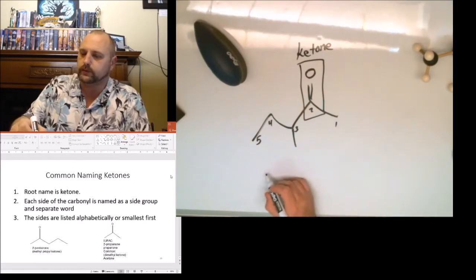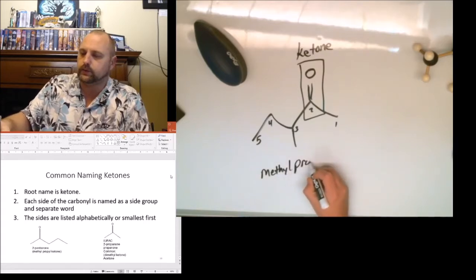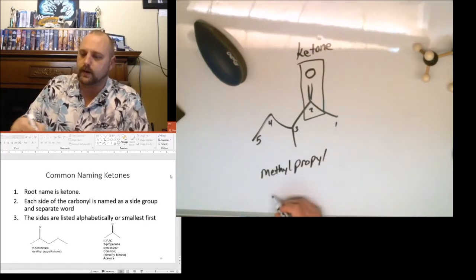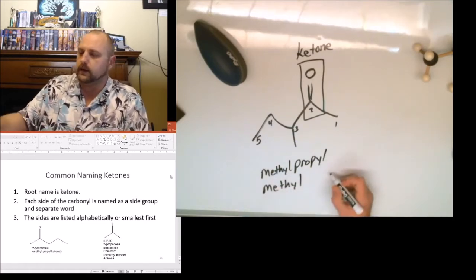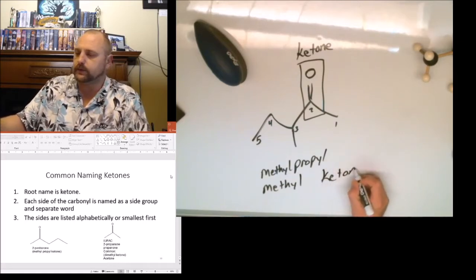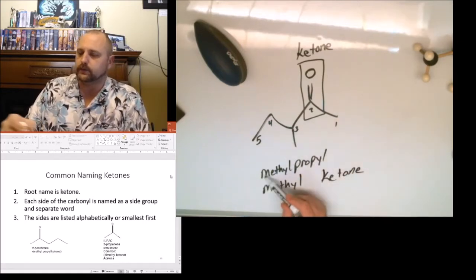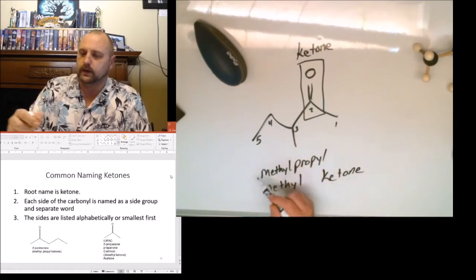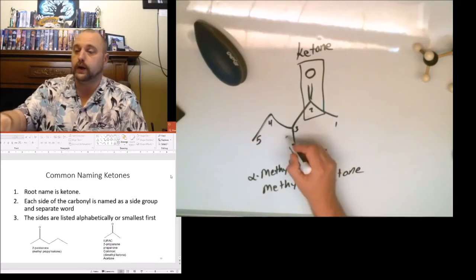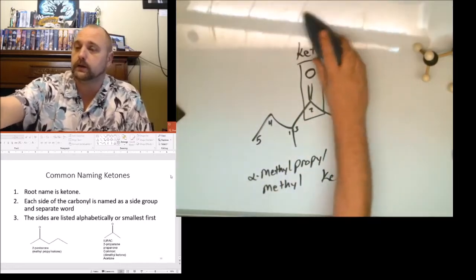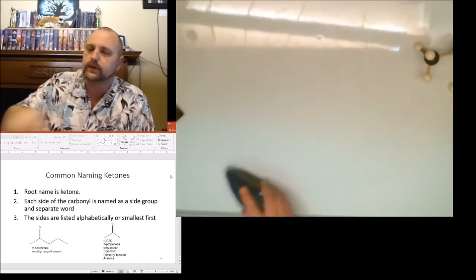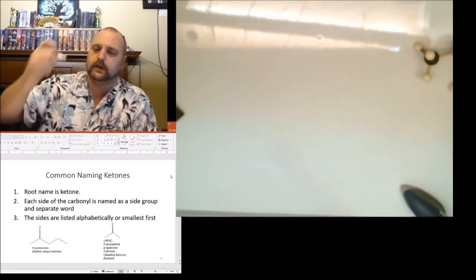I got a methyl propyl, one word, so methyl propyl. Here I have a methyl, alright, and then it's ketone. So 3 words. So any side groups just kind of get added on. This is an alpha methyl propyl, or you could have said a 1-methyl propyl. Those would both work. So common names are mostly used for easy things.